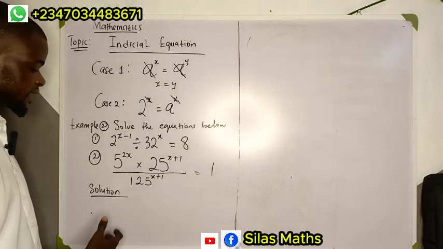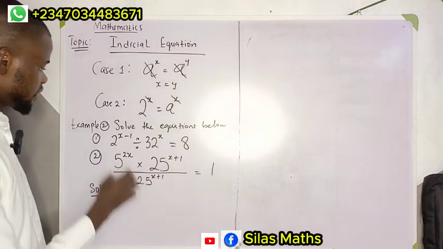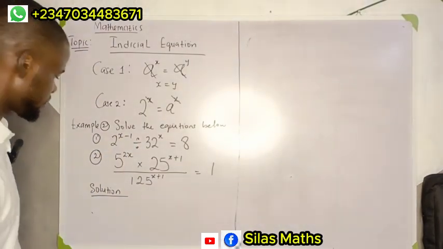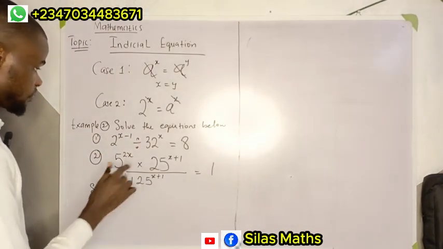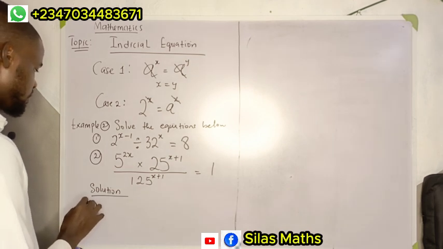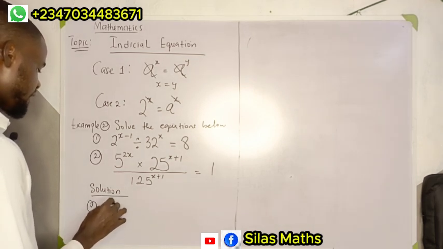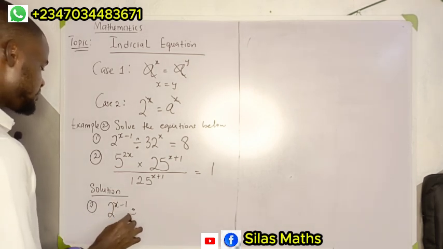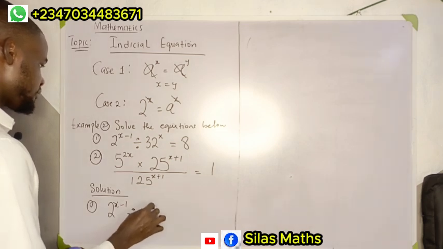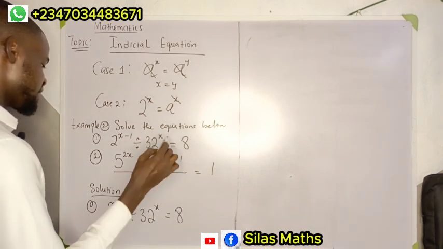All right, let's consider this second example. We have 2 questions here to solve. This is still on the initial equation. So let's have this number 1. I have 2 to the power of x minus 1 divided by 32 to the power of x equal to 8.